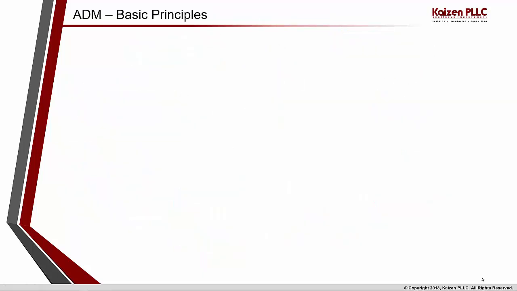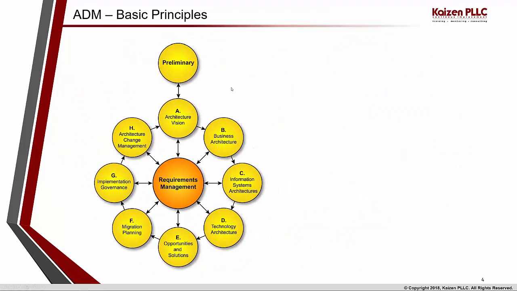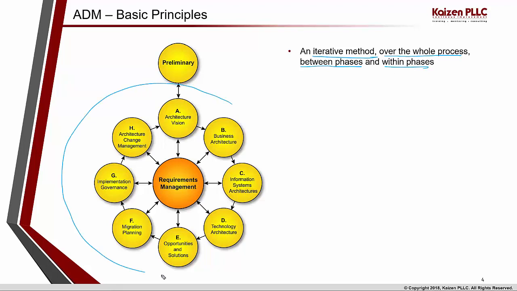What are some of those basic principles which the ADM provides us? First and foremost, it is an iterative method. The method can be run through the whole process, between phases and within phases. What I mean here is, this is one iteration of the process. When you run through all the phases from phase A, B, C, D, E, F, G, H for given requirements defined in the scope, it is one iteration. It is not necessary that you run through the entire process, all the phases, for your given requirements.